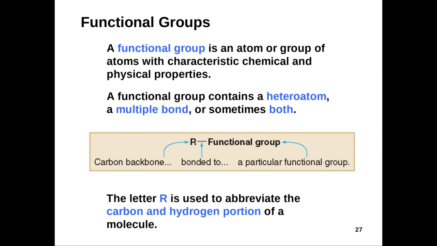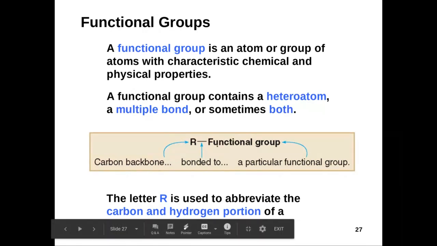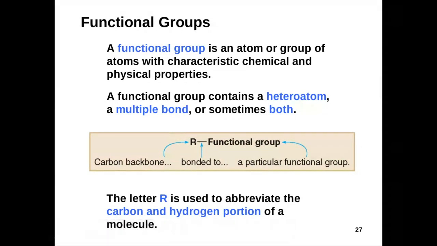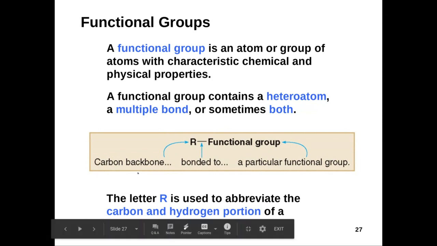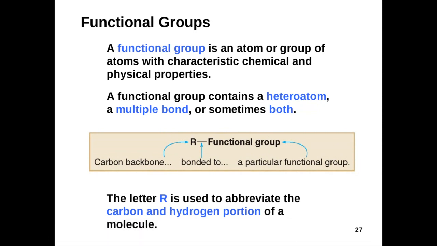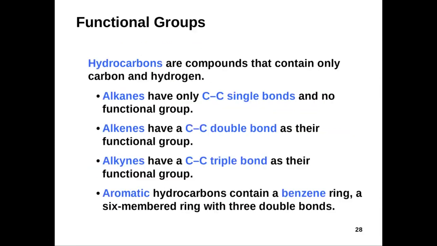And so we kind of look at it like this, right? We have R, and you might recognize R from protein structure. For those of you that took biology, R groups, protein structure, they're similar. But the R in organic chemistry denotes a carbon backbone, and then we have the dashed line, obviously meaning a covalent bond, and then we have a bond to a functional group. And so the letter R in this case is used to abbreviate the carbon and hydrogen portion of our molecules.